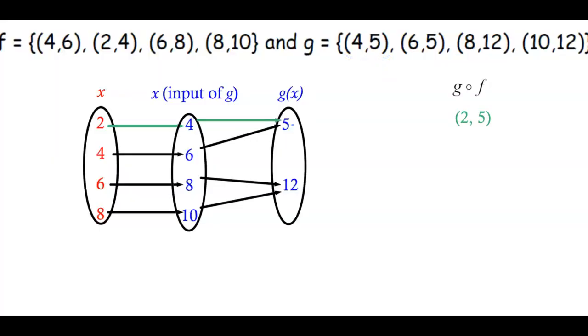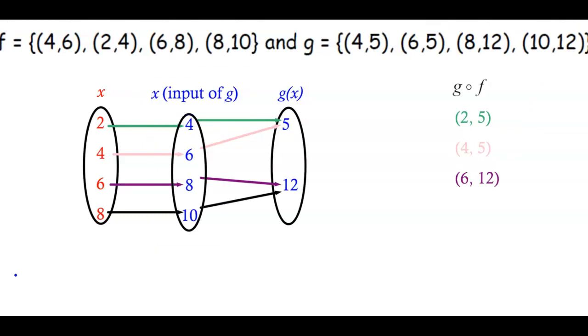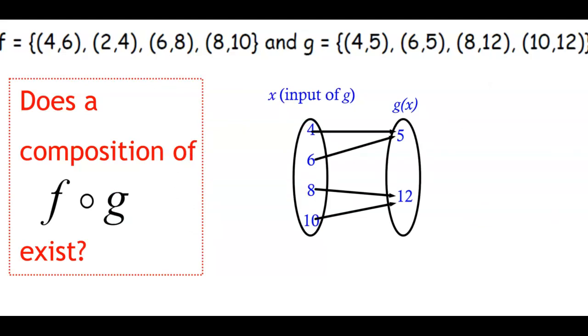For the next set, we started with a 4. We mapped it to a 6, but when that 6 became the domain, it was mapped to a 5. So there's our brand new ordered pair. Again, 6 mapped to 8, but then of course 8 turned around and mapped to 12. And then our last, you can see, turns into an ordered pair of 8, 12. So we just did g of f.